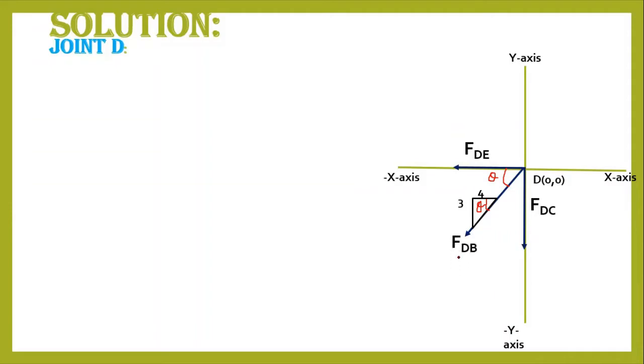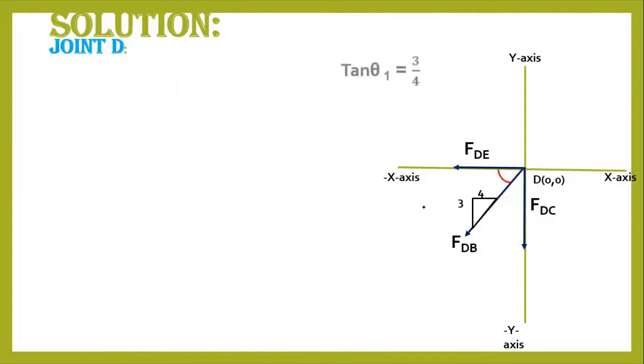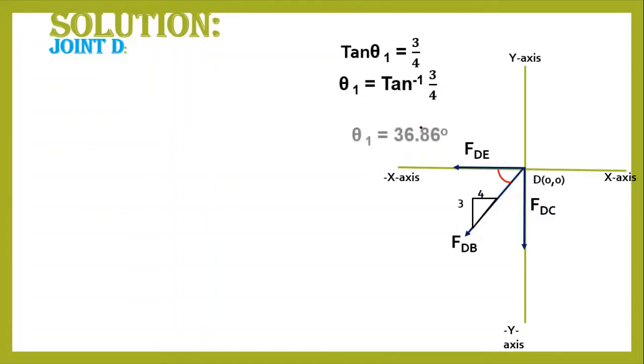This is the FDB member force, and we have to resolve it into its components. So there will be a vertical and a horizontal component. Let me rub this out, and it will be more clear to all of you. I'm going to select another pen. Tan theta equals 3 upon 4, so theta 1 equals tan inverse of 3 upon 4, and theta 1 equals 36.86 degrees.